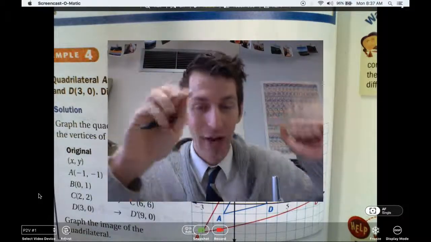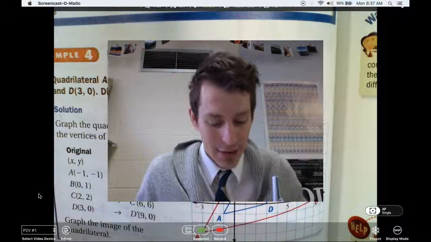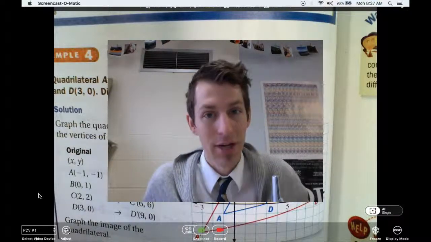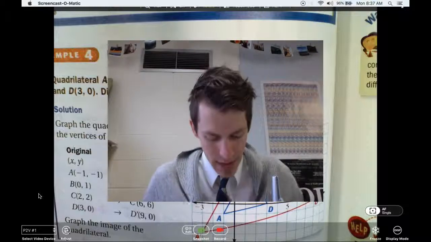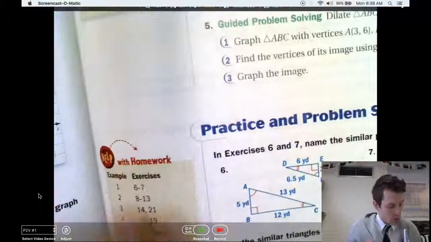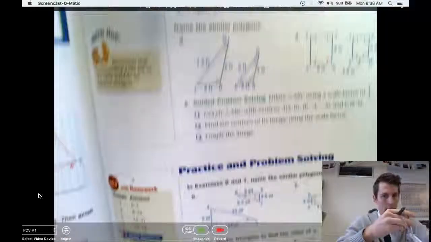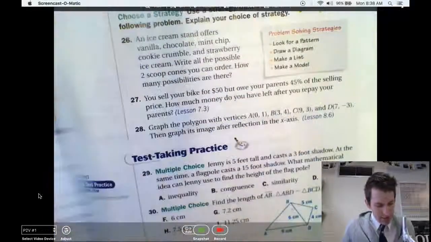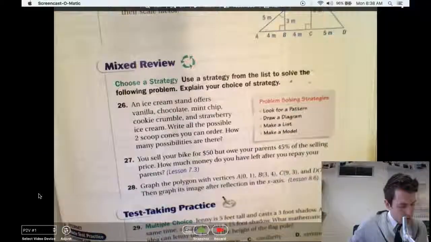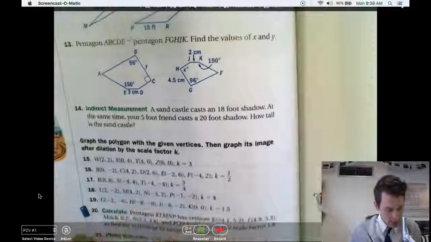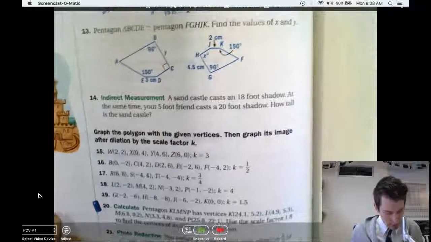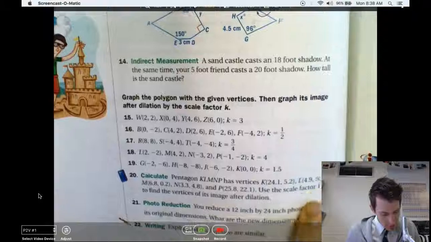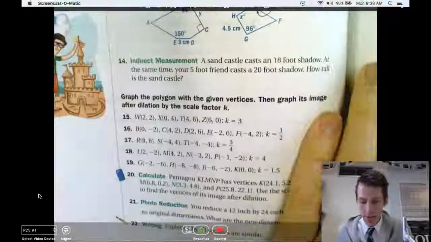So you might encounter that in this section. Scale factors don't always make something bigger. Sometimes they'll make it smaller. And I was going to check for one more thing here. They might want you to find the scale factor, which we haven't talked about. So let's see if they actually have you find scale factor. Nope, they give you the scale factor there.